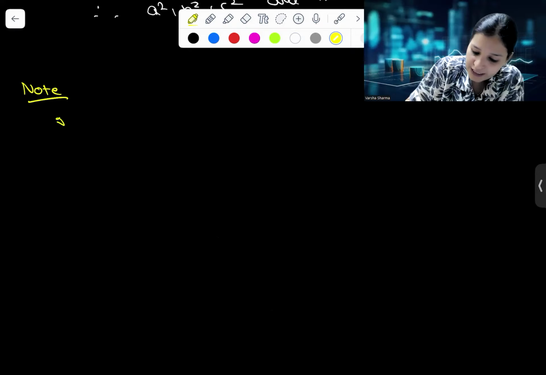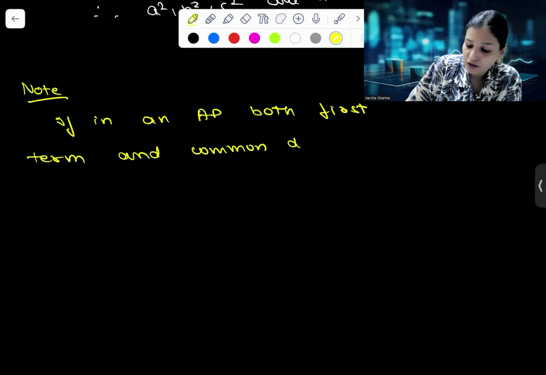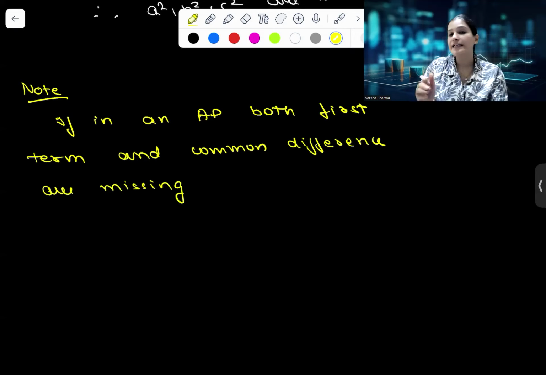So if in an AP both first term and common difference are missing, so both a and d are missing. So two variables are missing. So in order to find two variables, we'll also be provided with two equations. And if one of the two conditions is sum of the terms. Suppose there are three terms in an AP in which the sum is given.